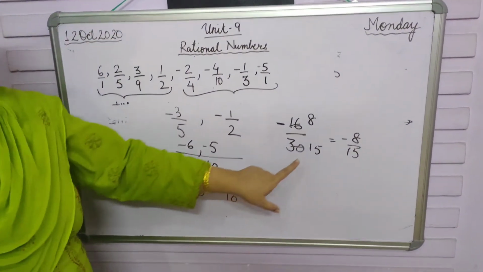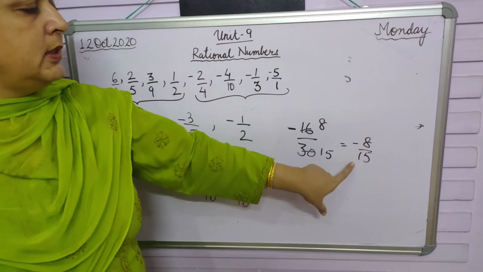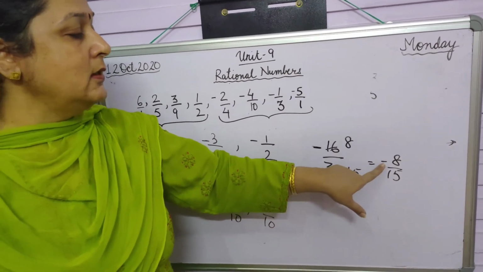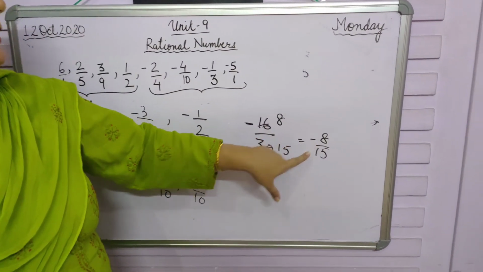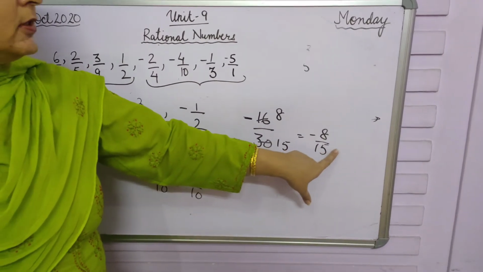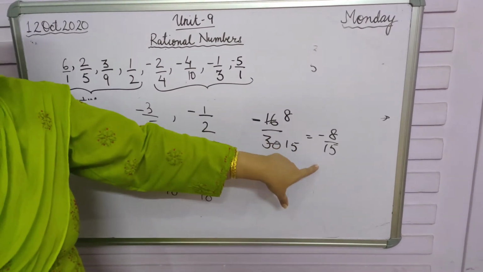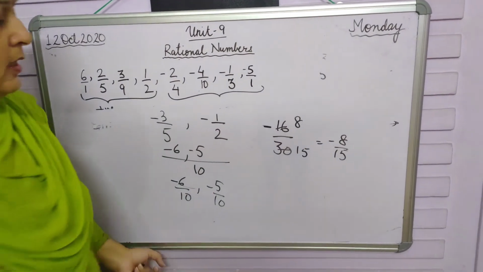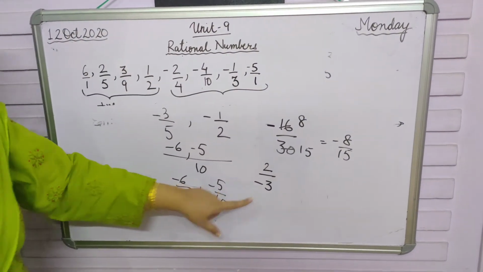So a rational number is in its standard form if the numerator and denominator don't have any common factor other than 1, and the negative sign is always in the numerator. This is what you have to remember: they should not have any other common factor other than 1. That means they should not be divisible by any number except 1, and the negative sign is always in the numerator. If it is in the denominator, then this rational number is not in its standard form.